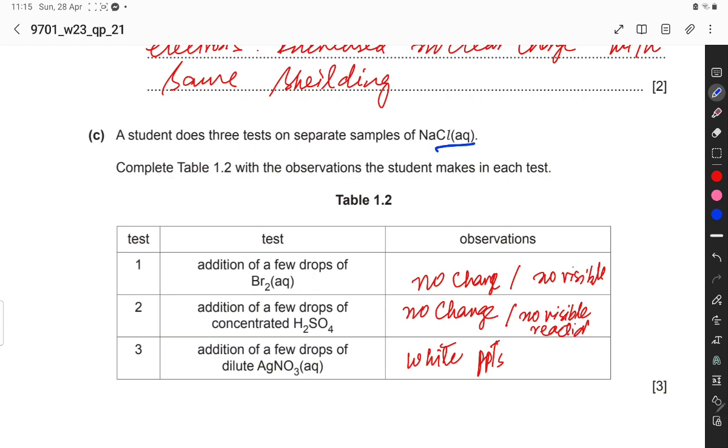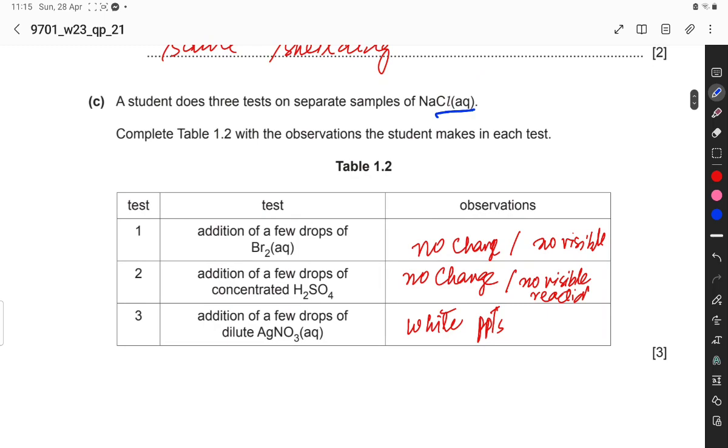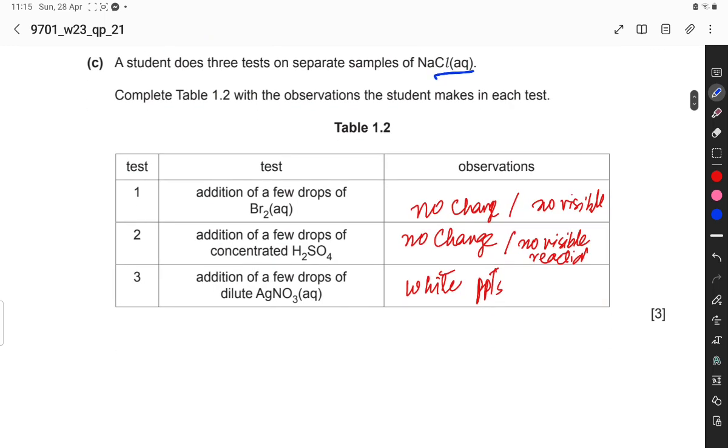Addition of a few drops of concentrated sulfuric acid: no change, no visible reaction, as sodium chloride is an aqueous salt solution. So there is no change with the addition of sodium chloride in concentrated sulfuric acid, the pH remains the same. So, no reaction.